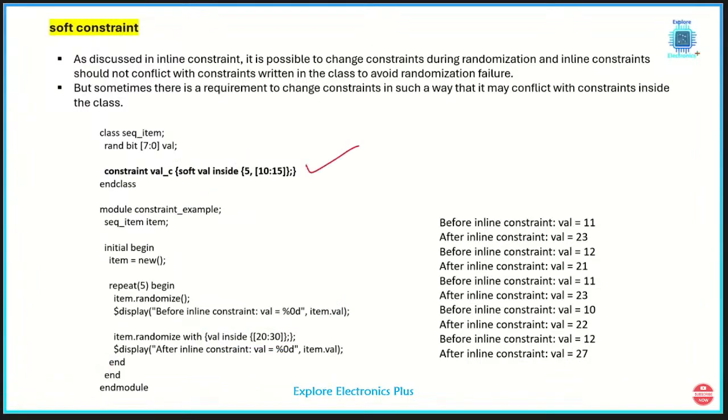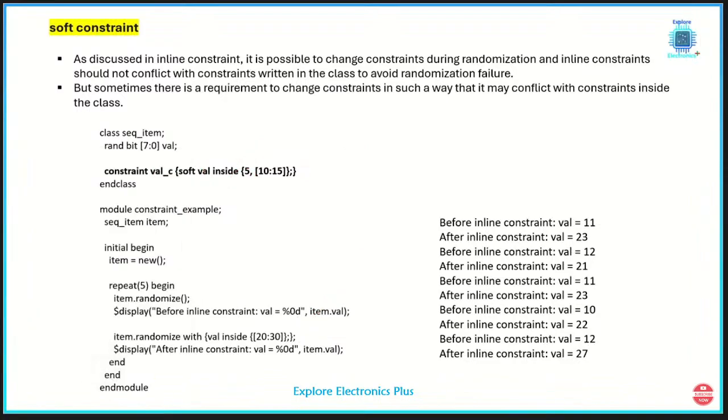So to have a constraint written over here inside a class, and also have an inline constraint, what do we need to do? There should not be a conflict. If a conflict occurs and it is written as soft, this constraint will be discarded or neglected, and only the inline constraint will be executed.